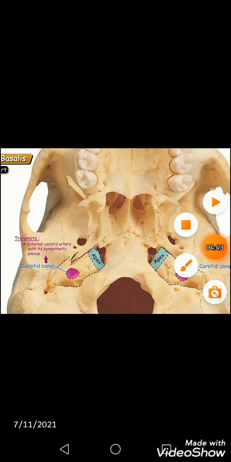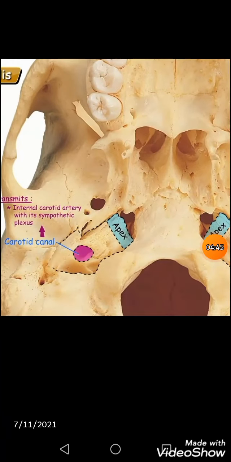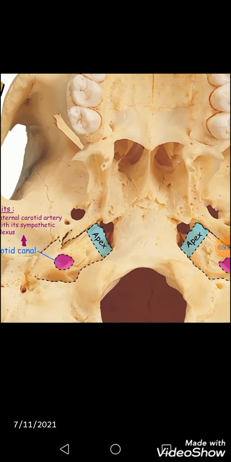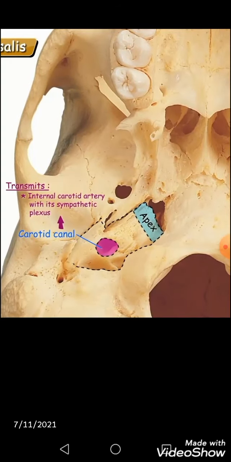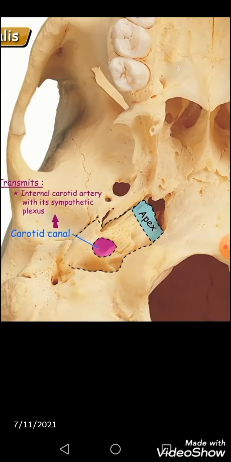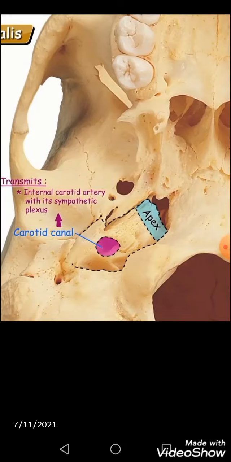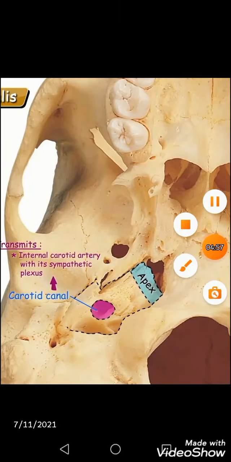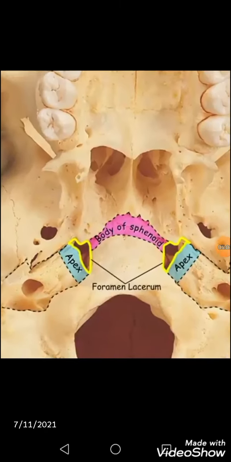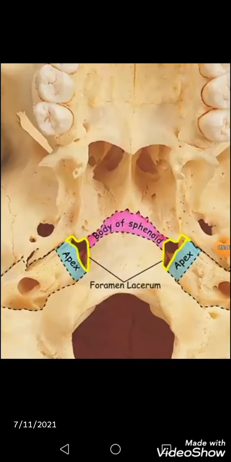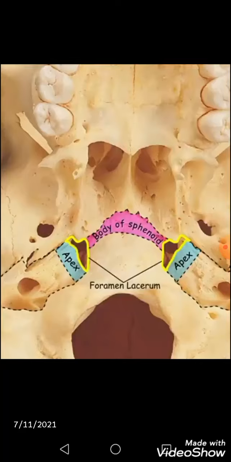In the picture you can get the carotid canal, and what structures are supposed to pass through it. Definitely the internal carotid artery along with its sympathetic plexus is supposed to pass through it. Now see where the Foramen Lacerum lies. You can visualize that on the adjacent side of the body of sphenoid you find this Foramen Lacerum.